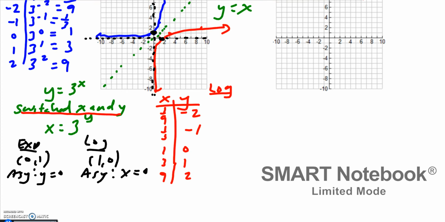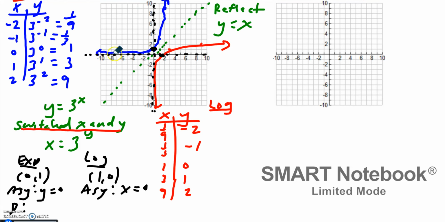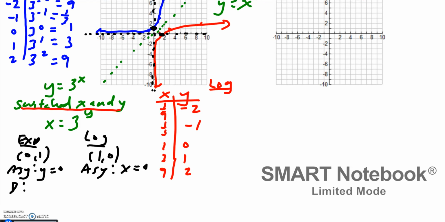In terms of domain and range, the domain of the blue graph was negative infinity to positive infinity, which would make sense that the range of the red graph would be negative infinity to positive infinity. Because if I look at my red piece, it's going down forever and up forever. So the inverses, the domain of the original is the same as the range of the inverse. Let's see if that's true for domain and range the other way.